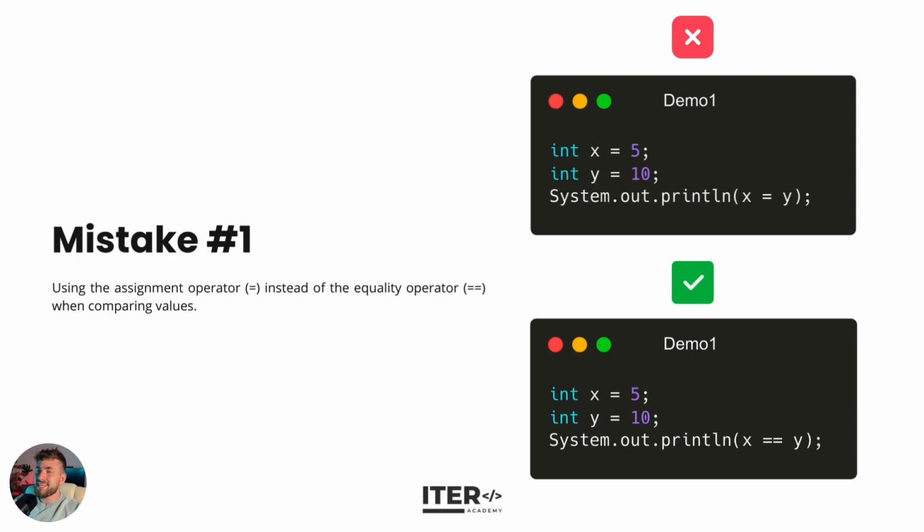This is because the assignment operator assigns the value of y to x, and the expression x equals y will always evaluate to the value of y, which is not a Boolean value. To compare x and y, we should use the equality operator as at the demo 1 at the bottom.